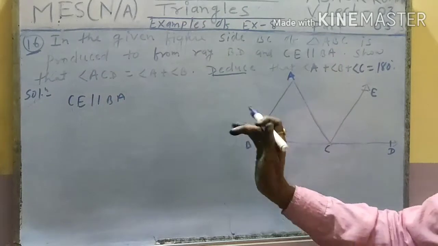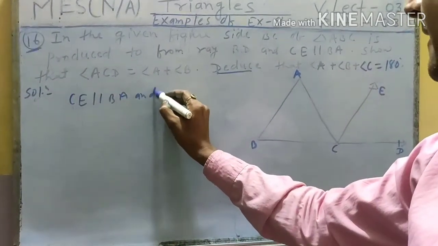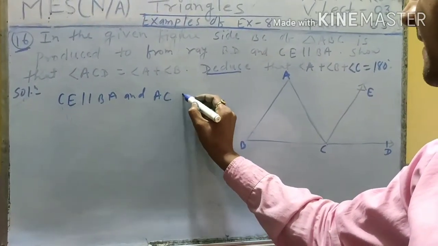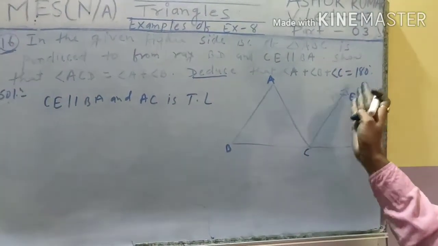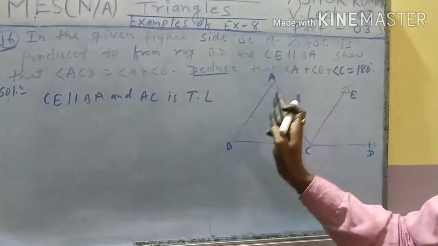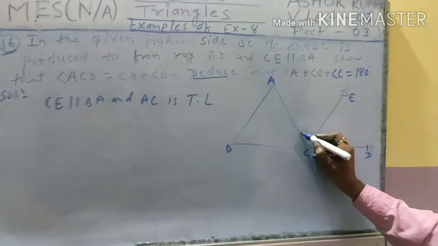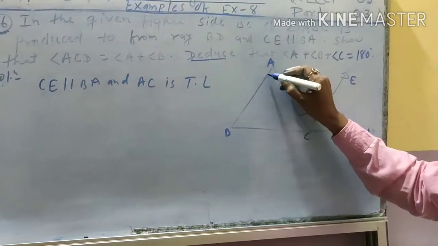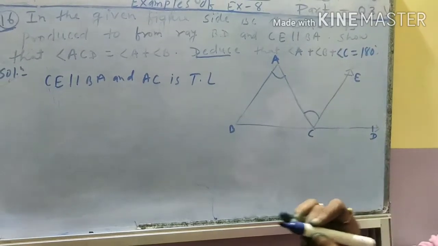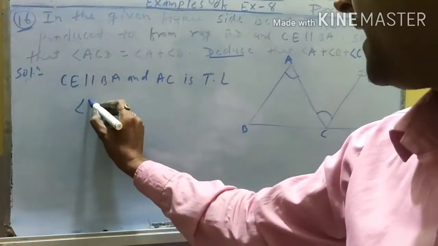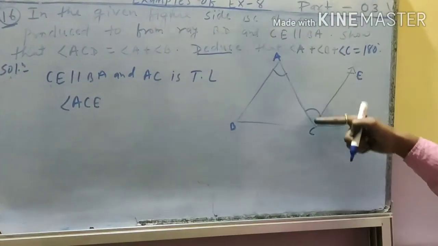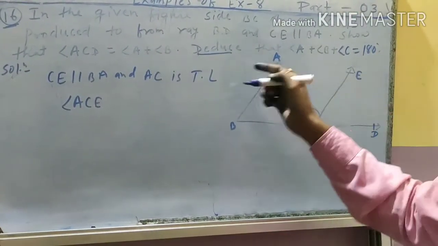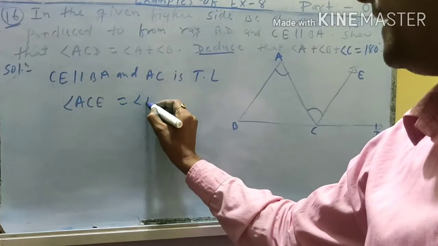CE is parallel to BA and AC is the transversal line. So CE is parallel to BA and AC is the transversal, then this angle is equal to this angle, alternate interior angles. So here write down angle ACE. Angle ACE is equal to angle A.